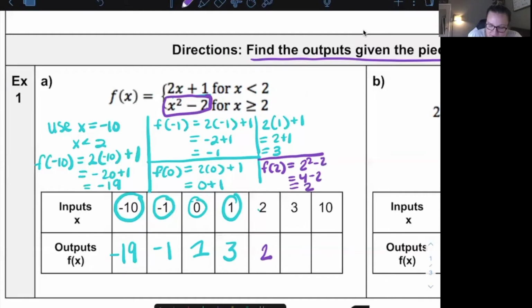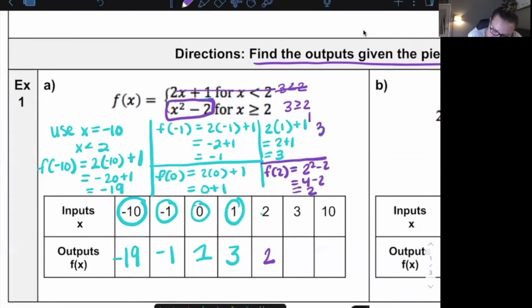Same thing with 3. Well, is 3 less than 2? No, so we're not going to use the first rule. 3 is greater than or equal to 2, so we're going to use the second rule, x squared minus 2. So we're going to have 3 squared minus 2, which is 9 minus 2, which is just 7.